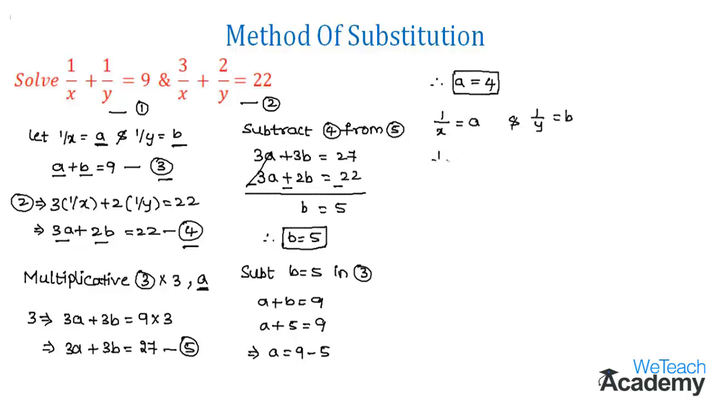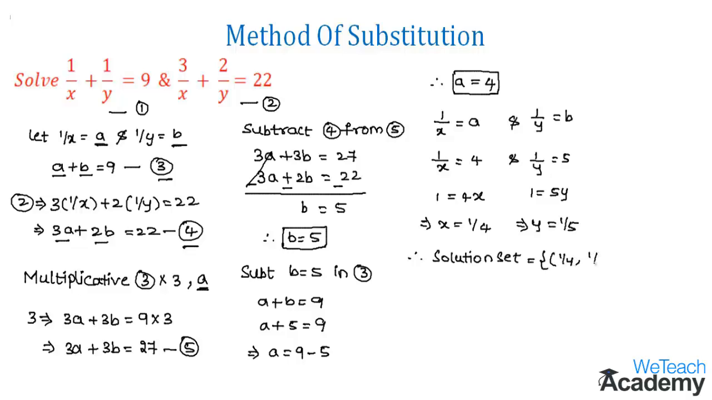On substituting, we get 1 by x is equal to 4 and 1 by y is equal to 5. On cross multiplying, we get 1 is equal to 4x. That implies by transferring 4 to the other side, we get the value of x as 1 by 4. Similarly, by cross multiplying, we get 1 is equal to 5y. That implies by transferring 5 to the other side, we get the value of y as 1 by 5. Therefore, we get the solution set as 1 by 4, 1 by 5.